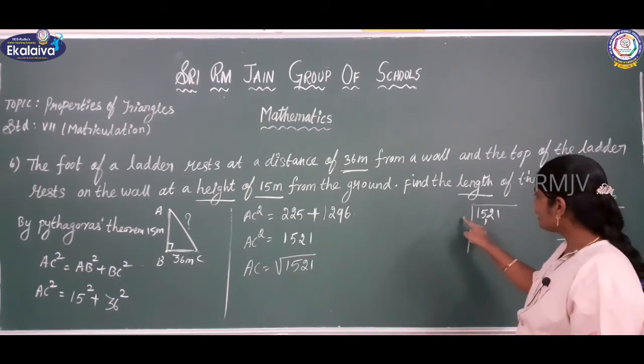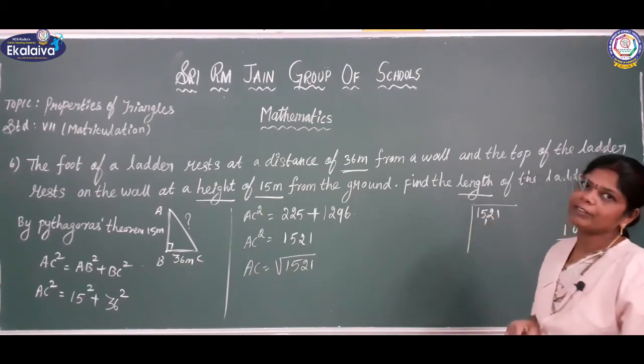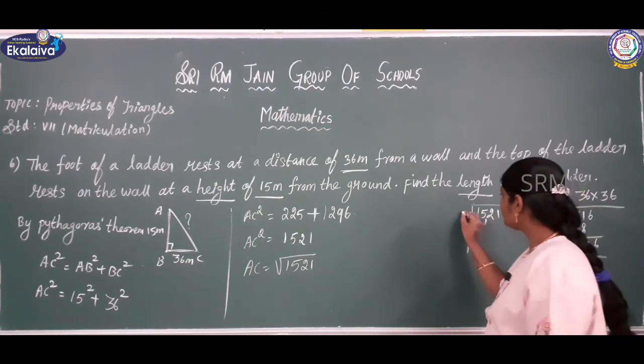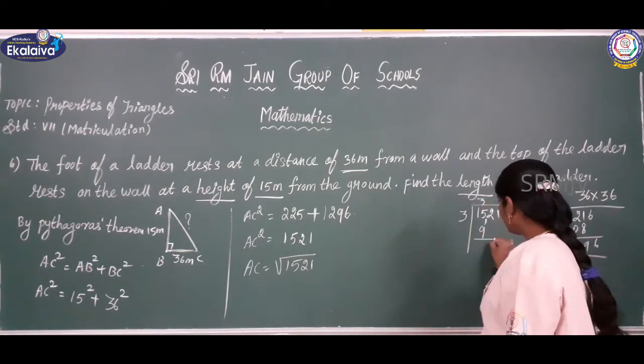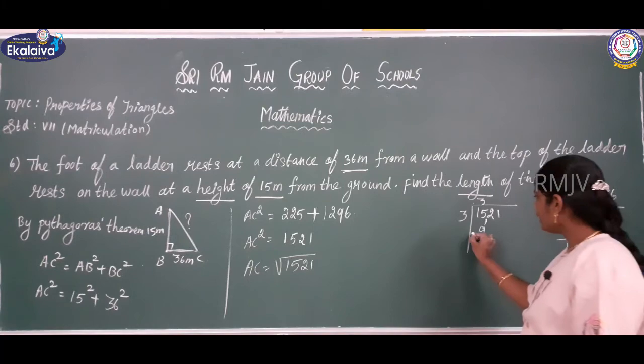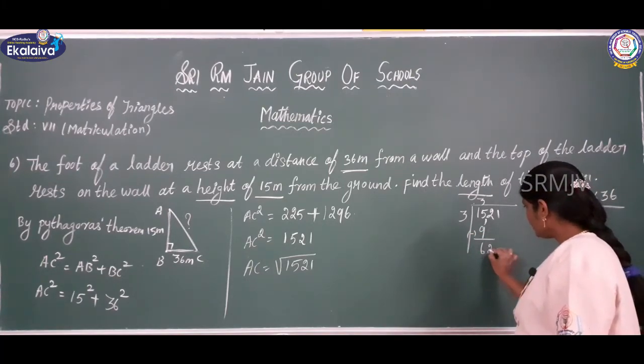So here 3 3s are 9, 4 4s are 16. 16 is greater than 15, so you have to choose the earlier number, 3. 3 3s are 9. Now subtract this: 15 minus 9, what will you get? 6. Take the next 2 digits, 21.